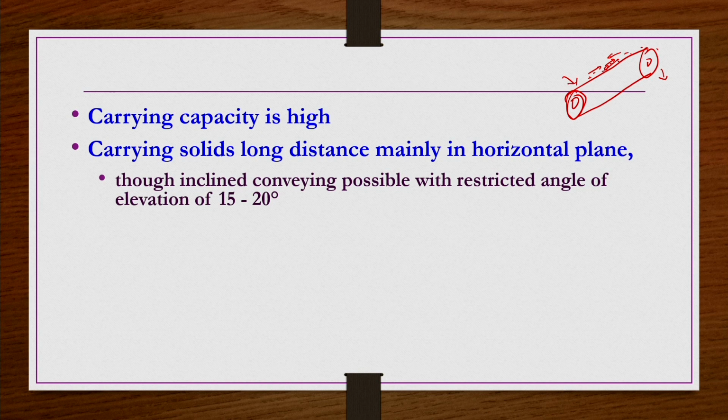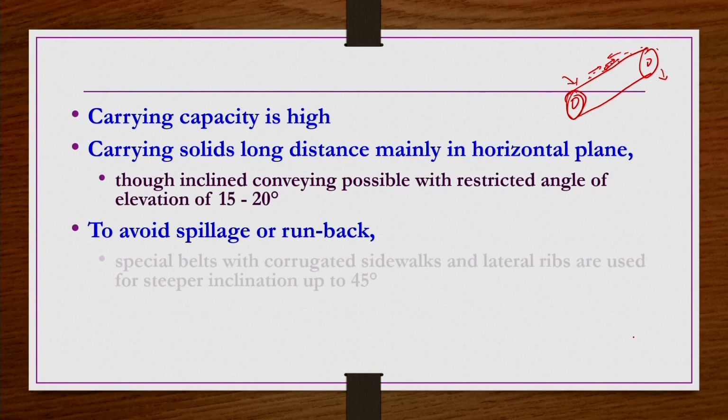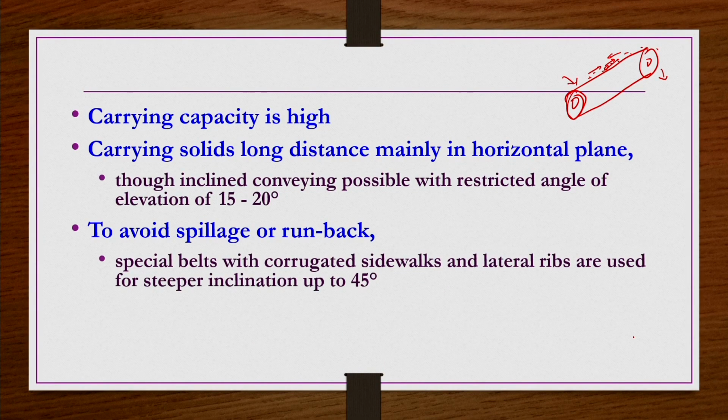So you can have a higher degree of elevation also, but with higher elevation there is a danger of spillage or run back. Under such conditions, you can have special belts with corrugated sidewalls and lateral ribs, which can be used for steeper inclination up to 45 degrees.